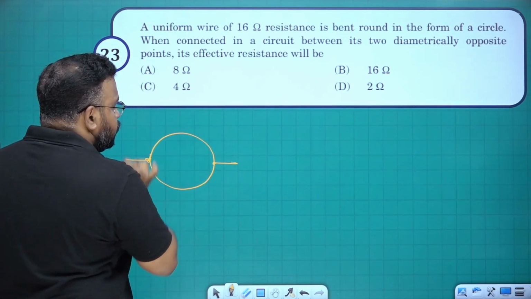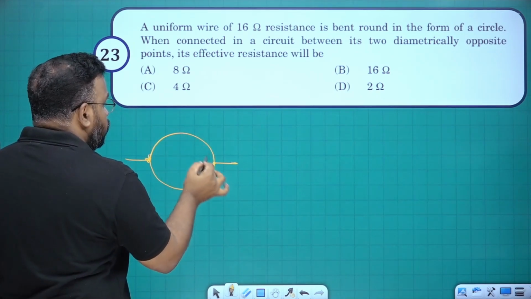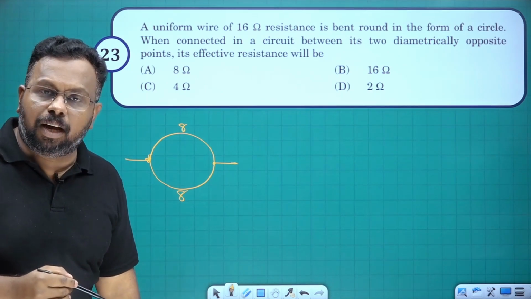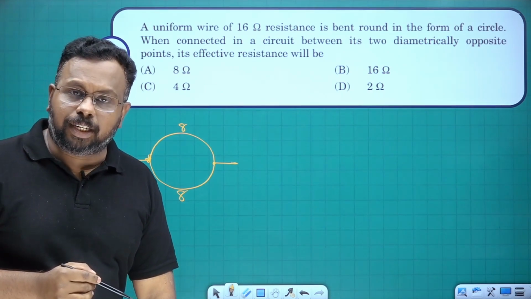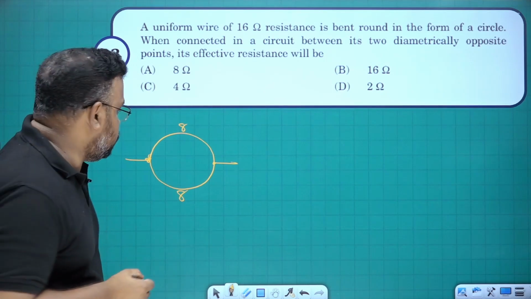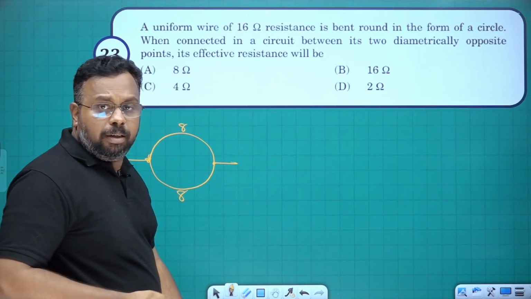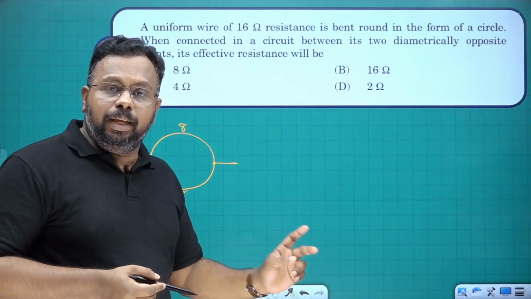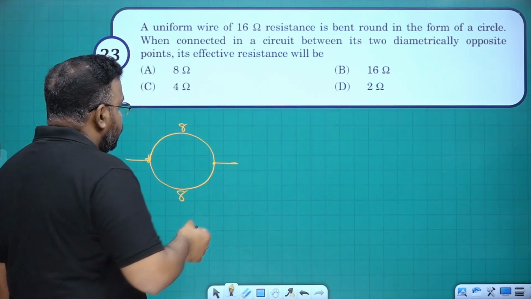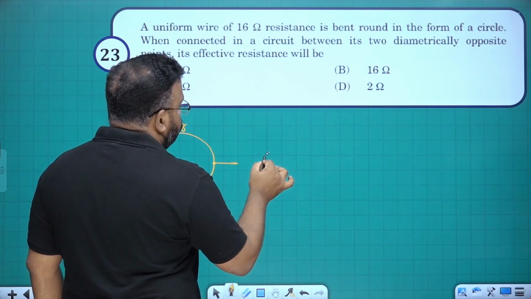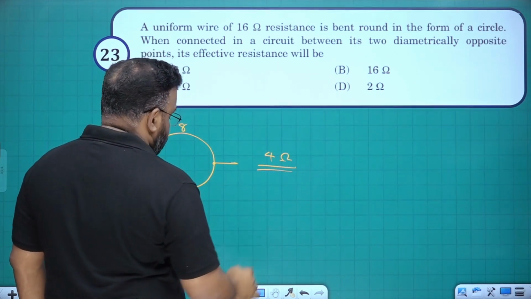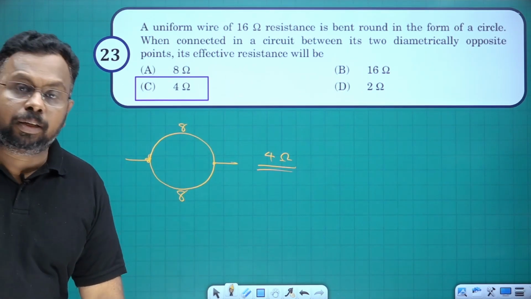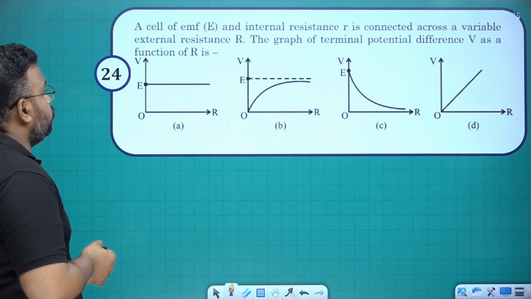What is the total resistance? It's 16. So from here to here will be half of that, which is 8. This will also be 8. So 8 and 8 are in parallel. If two identical resistors are connected in parallel, effective resistance will be half of its value. Or we can use the parallel combination formula, R1 R2 by R1 plus R2, 8 into 8 by 8 plus 8. So we get half of this, which means 4 ohm. 4 ohm is the answer for this question. Very simple one. Don't make mistakes. Clear? Question number 24.